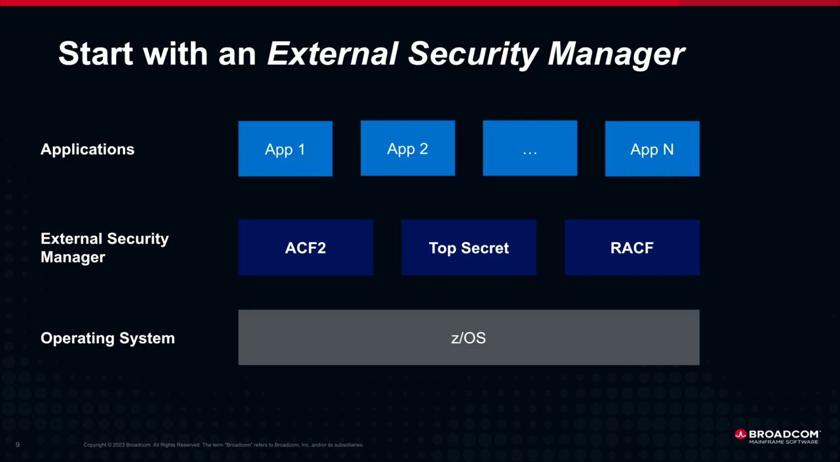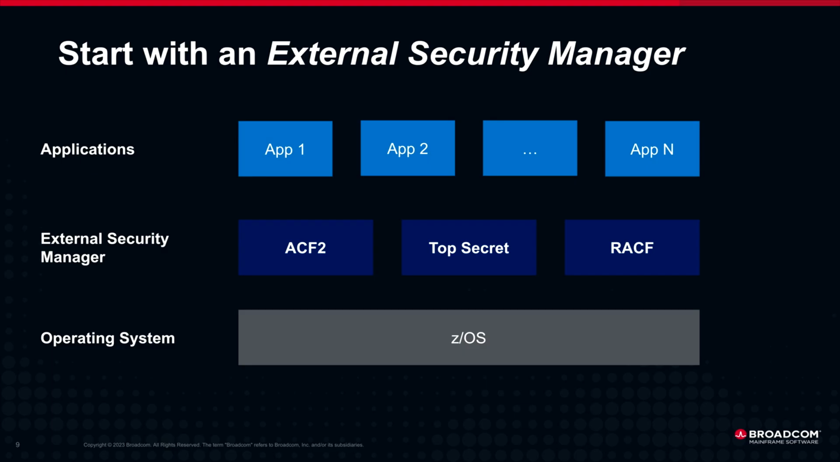This is a highly simplified view of a mainframe software stack, with the z/OS operating system as the base layer. For simplicity, I haven't included subsystems like CICS regions and databases. In order to implement mainframe security, you must always begin with an external security manager, or ESM. And there are only 3 in the market: 2 from Broadcom, ACF2 and Top Secret, and IBM RACF. Note that Broadcom's mainframe security portfolio is fully compatible across all 3 ESMs.